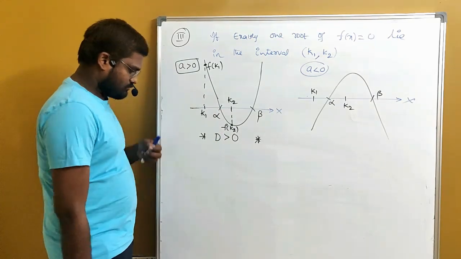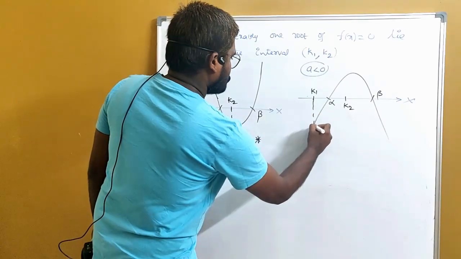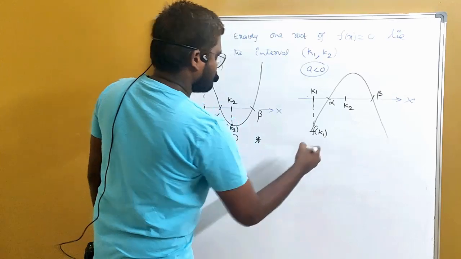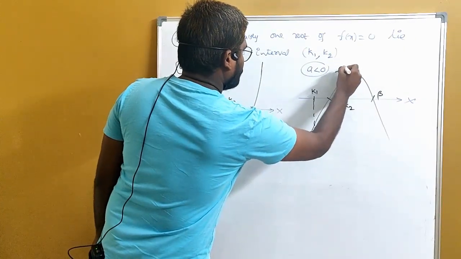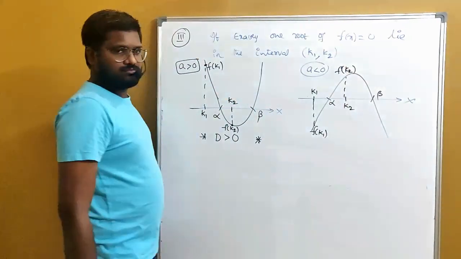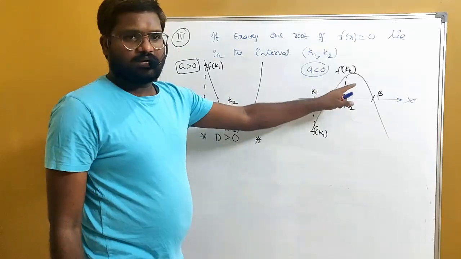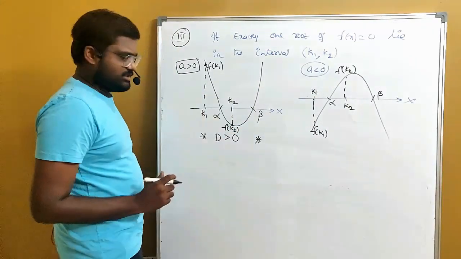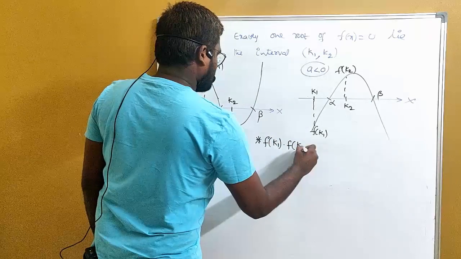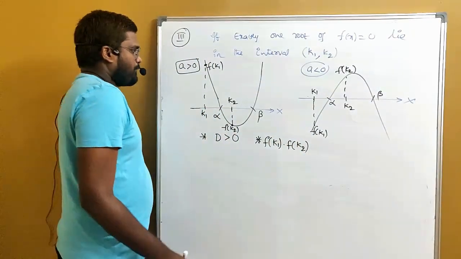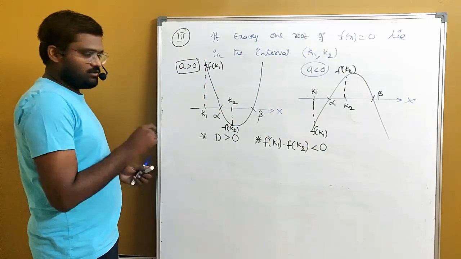Similarly, here also, this is f of k1. This is f of k2. Now here also, f of k1 and f of k2 are having opposite signs. So in both the cases, we can say that f of k1 into f of k2 will be less than 0. I hope this is clear.